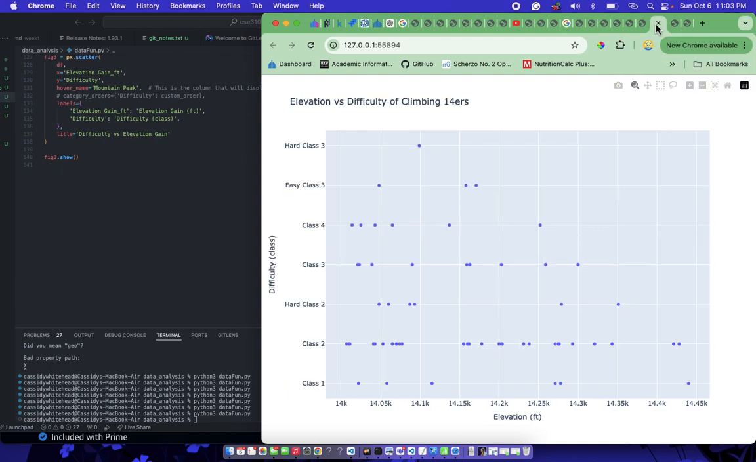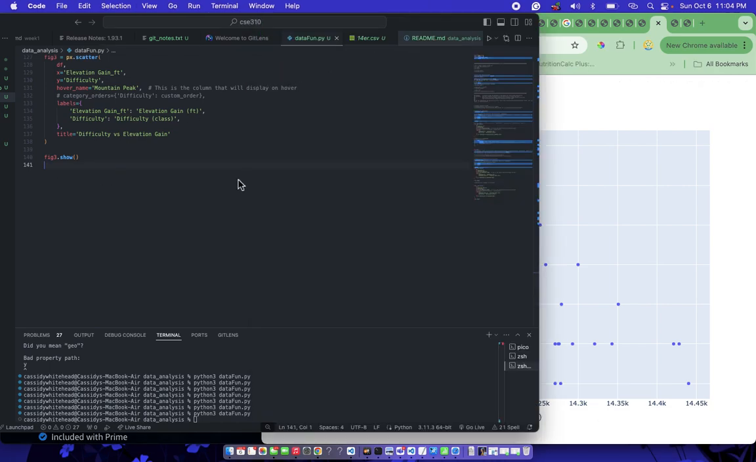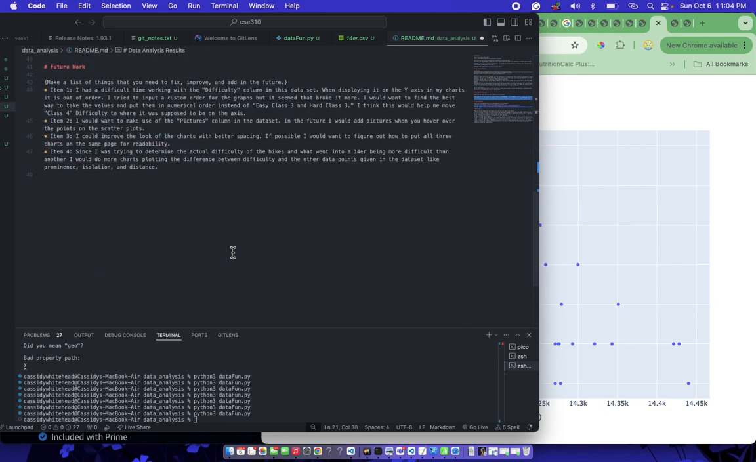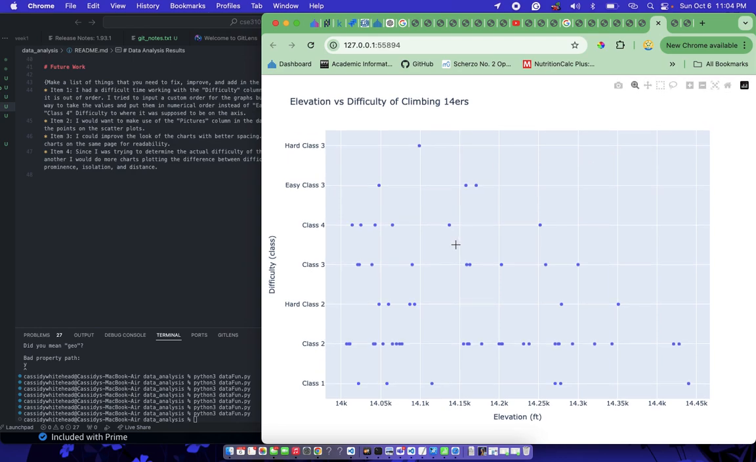Let's see. This is elevation versus difficulty of climbing 14ers. This one was not what I expected because the trend line seems to be going down, and you would expect that the higher the mountain, maybe the harder it would be, but not with this data set apparently. So that can just tell us that there's got to be other things going into what's making the climb difficult, so I'd have to go back and look at the other values in the data set and maybe compare the difficulty to, say, prominence or isolation and distance, because something else is obviously playing a factor in what is making those 14ers so difficult.